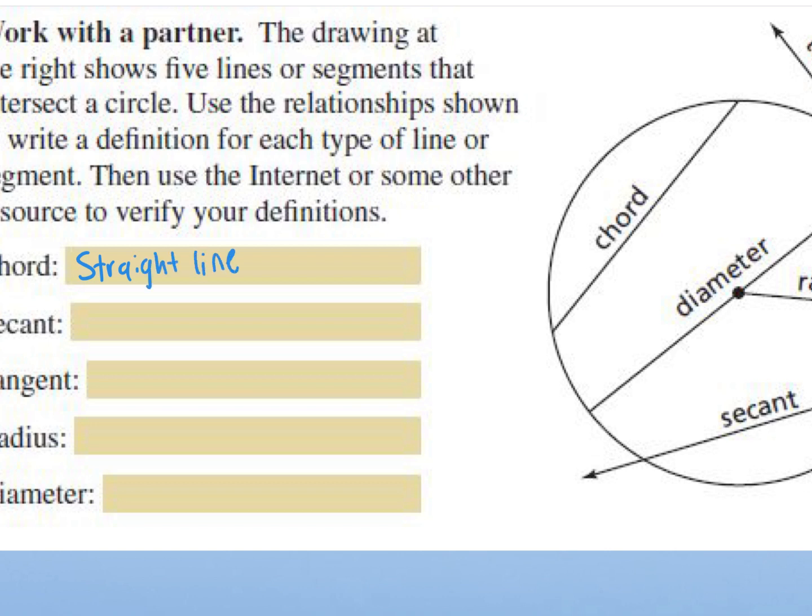Does it end? Okay, so it ends. Where does it end? On the other side of the circle. On 2 edges of the circle. Okay, so it ends at the edge of the circle.